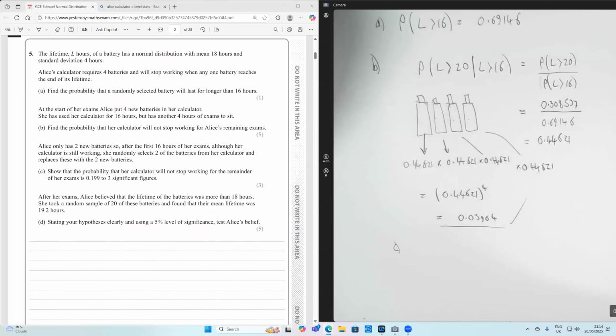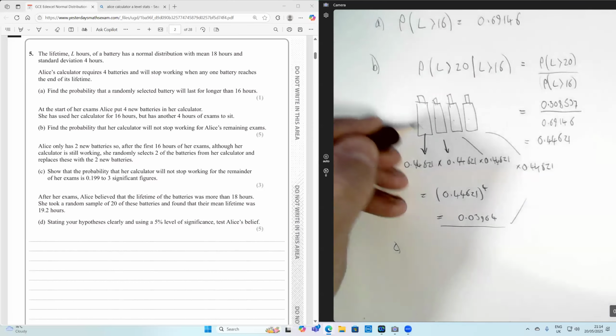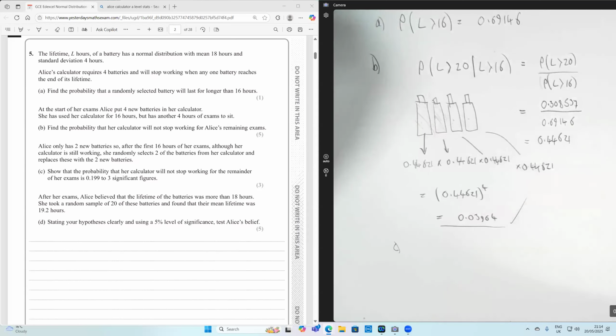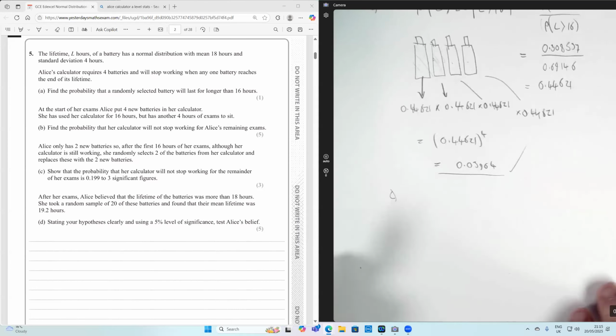Now, part C. It says Alice has only 2 new batteries. So after the first 16 hours of her exams, although her calculator is still working, she randomly selects 2 of the batteries from her calculator and replaces these with 2 new batteries, okay? So she takes out 2 old ones, throws them in the bin, and gets 2 new batteries in there. Show that the probability that her calculator will not stop working for the remainder of her exams is 0.199 to 3 significant figures, okay?